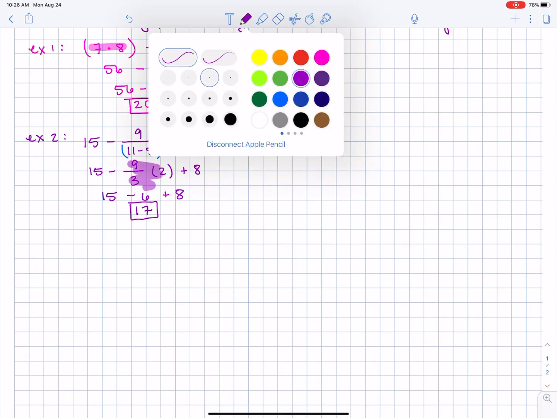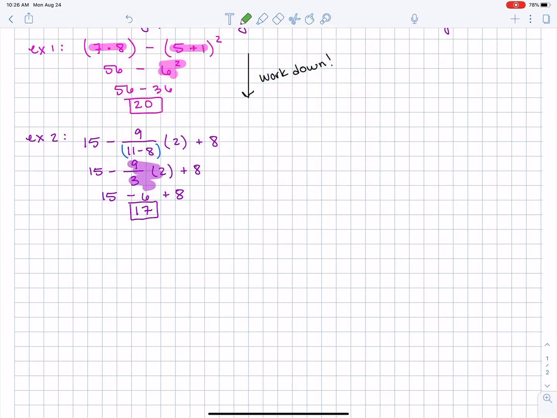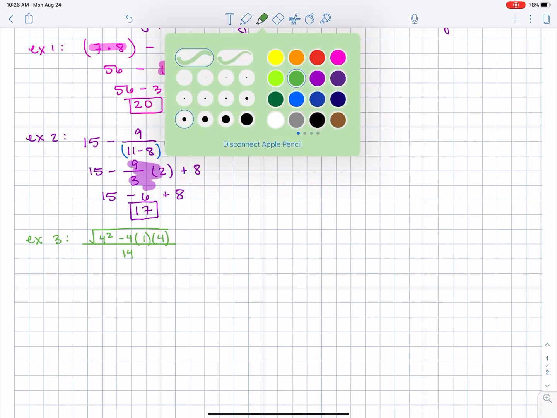I have a few more examples for you. We'll choose green. So we have example 3 here. Now this is where those square roots are going to show up. So I have the square root of 4 squared minus 4 times 1 times 4, all over 14. I'm going to extend that square root sign. There you go.